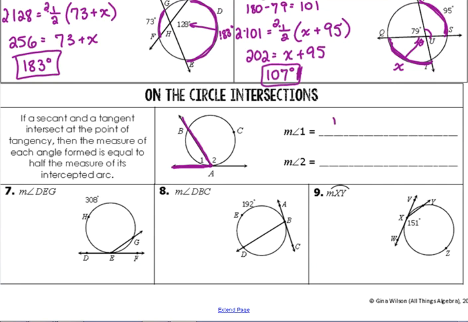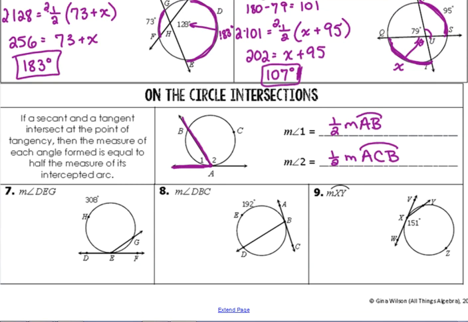The measure of angle 1 is 1/2 of the measure of arc AB. So the measure of angle 2 is 1/2 the measure of arc ACB. Notice that's a major arc, so we got to use the 3 letters to designate it. So the vertex is on the circle. So it's like an inscribed angle, so it's 1/2 the arc.